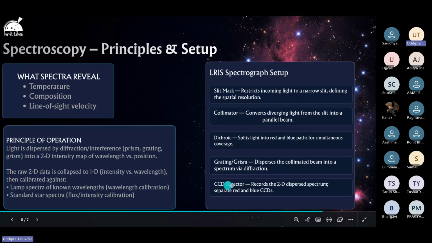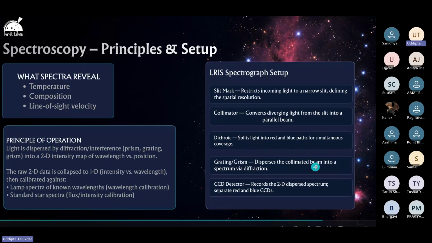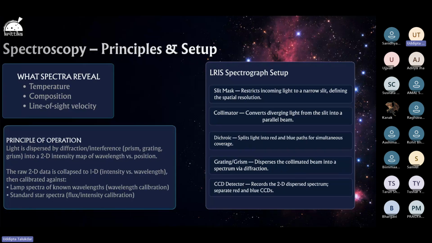So at last we have the CCD detector. It records the final 2D dispersed spectrum. LRIS has two CCDs, one for the blue channel and one for the red channel, because no single CCD is equally sensitive across the full wavelength range.